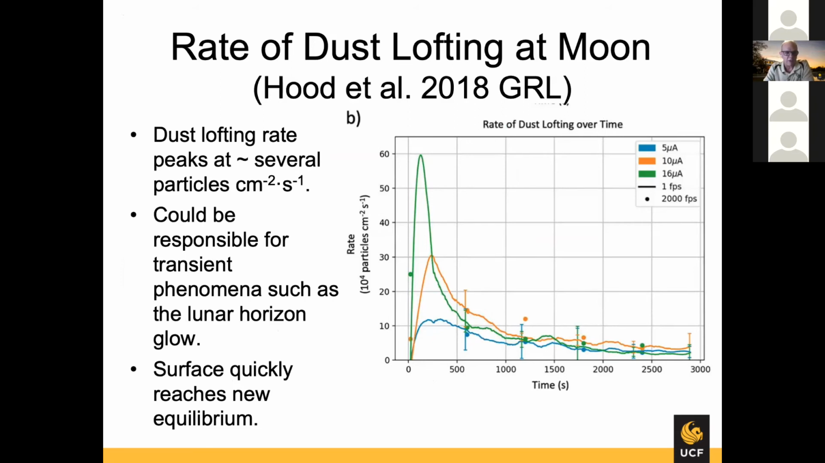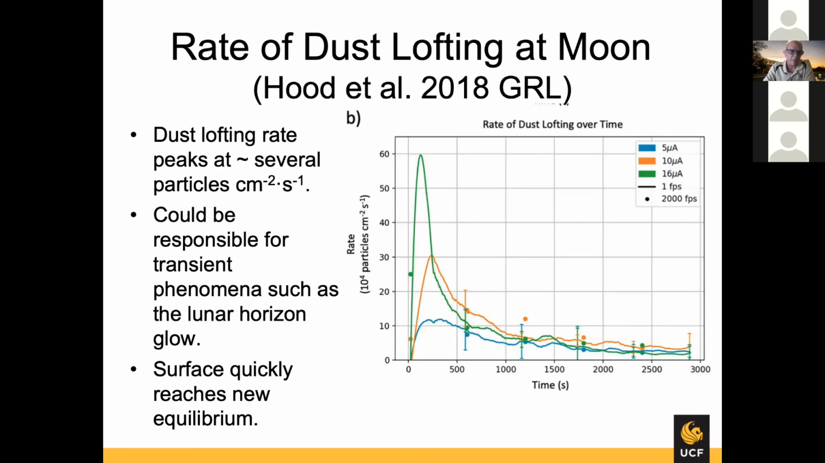So how much dust is lofted? The rate of lofting depends on having a new, fresh surface of your dust. So you turn on the plasma and things jump around. Then the surface redistributes itself to be happy with the plasma environment. And so these results show the rate of dust lofting as a function of time.